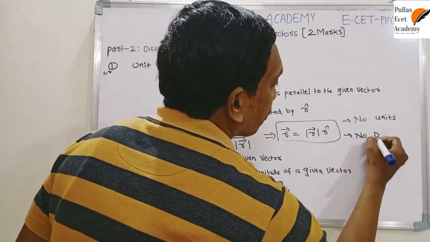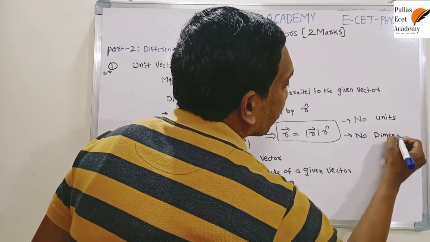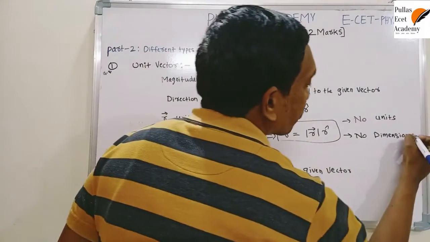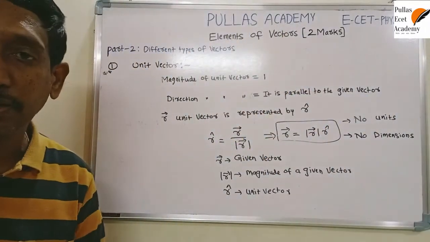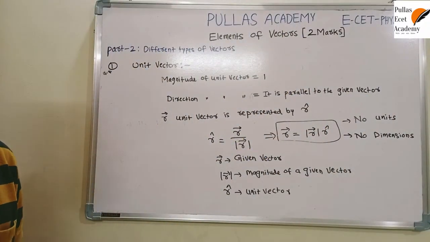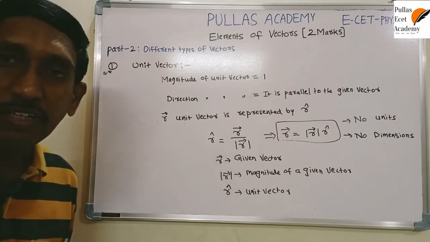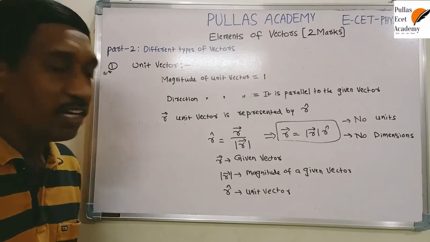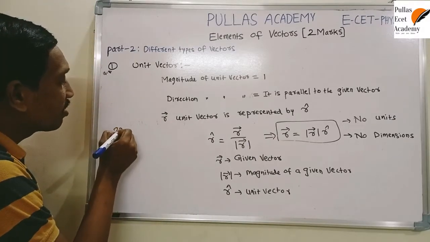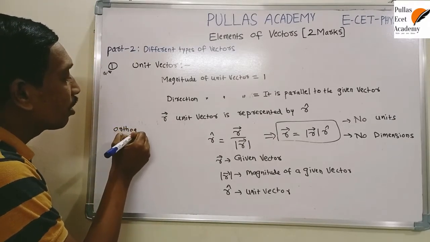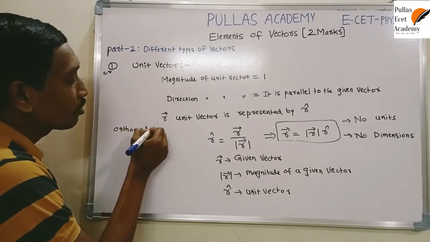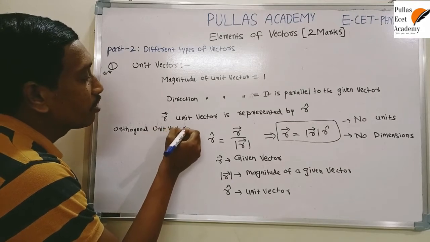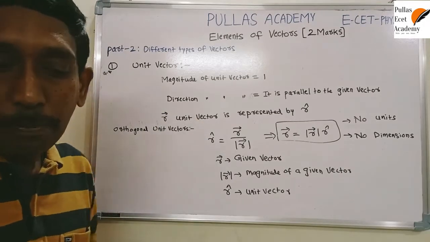It's very important. Sometimes they ask to write the units of a given unit vector, but don't write anything, because there are no units and no dimensions for a unit vector. So these are the important points for unit vector. And one more very important point about the unit vector, listen carefully. These are called orthogonal unit vectors. Orthogonal unit vectors are very important here.